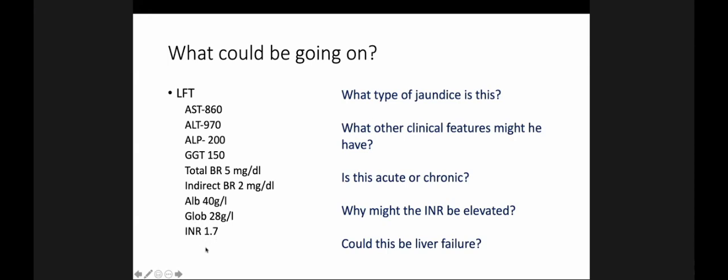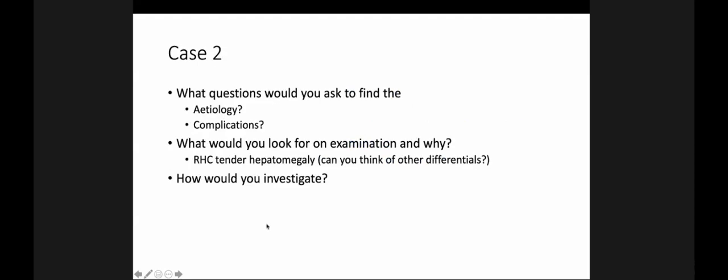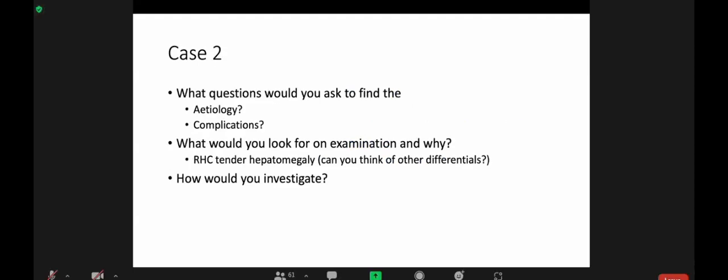Features of like hepatic encephalopathy. Yeah, exactly. So he can have features of hepatic encephalopathy like drowsiness, sleep inversion, hepatic flaps, right? Okay. Right. So similar to the previous scenario, what questions would you ask to find the etiology?